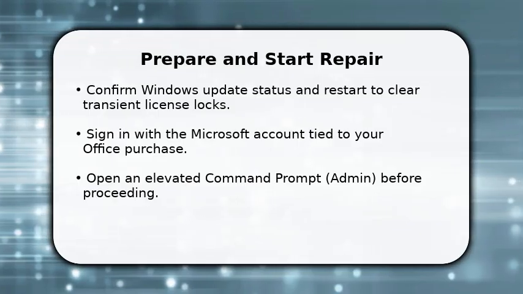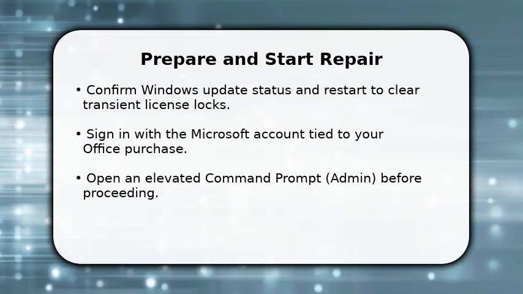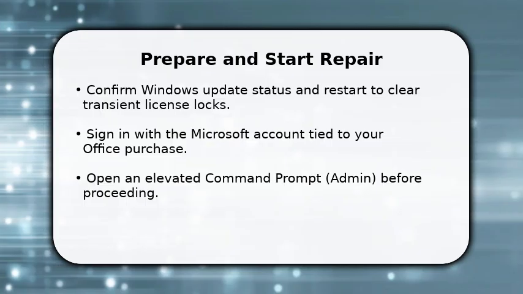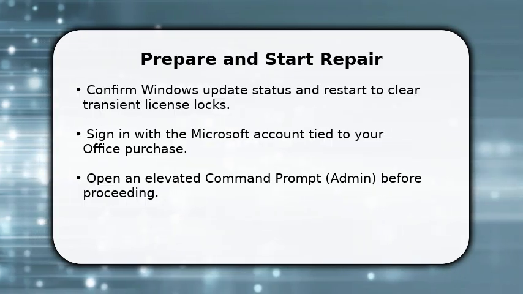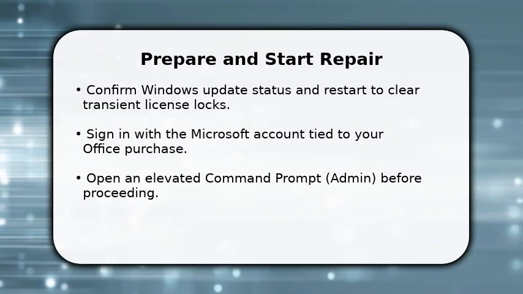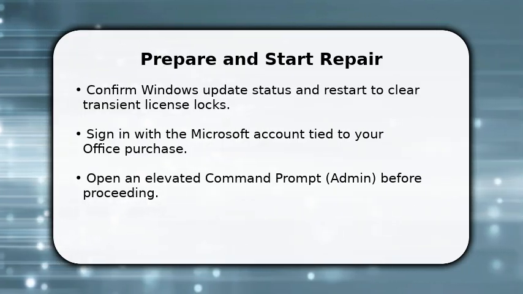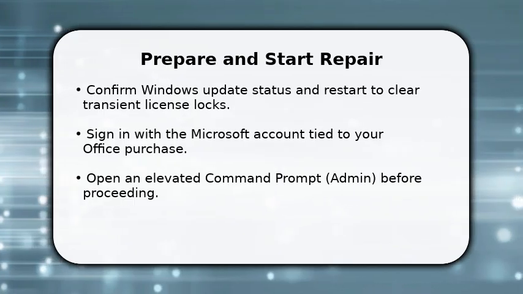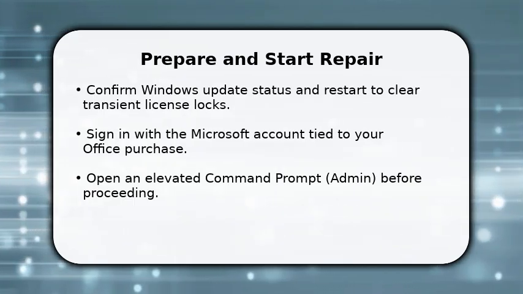You'll begin by ensuring Windows updates and a restart are done. This clears temporary activation conflicts. Next, sign into the Microsoft account that holds the Office license so activation can attach to your identity. Once signed in, open an elevated command prompt as administrator. This is necessary because the repair commands require system privileges.